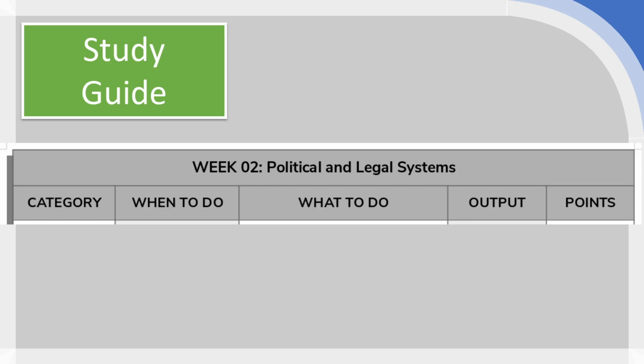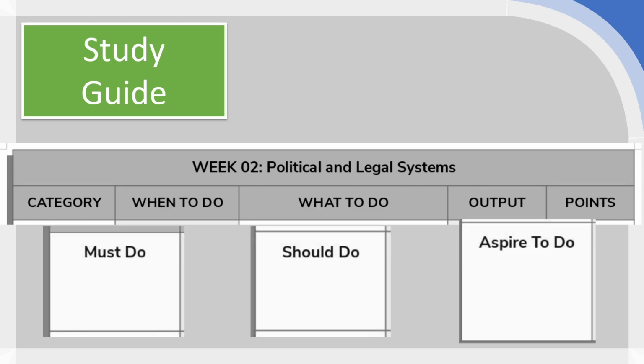We're going to have the category of activity. So there are going to be 3 distinct categories. There will be some things which are labeled must do, some things which are labeled should do, and lastly some things which are labeled aspire to do.